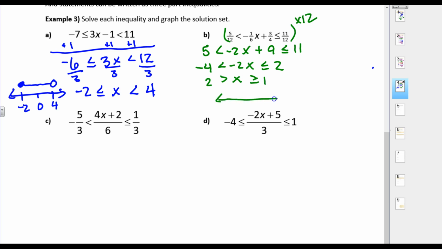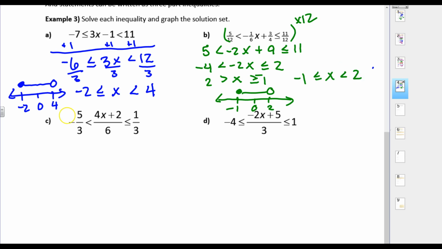So when I graph this, the lowest value is 1, the highest value is 2. I've got a closed circle on 1, an open circle on 2, and we graph in between just like that. If we wanted, that should be a negative 1 because I had a moment, friends, with a 0 in between. Which means if we were to rewrite this as an inequality in the order that we usually like, it'd be negative 1 is less than or equal to x, which is less than 2. Let's take a look at C.